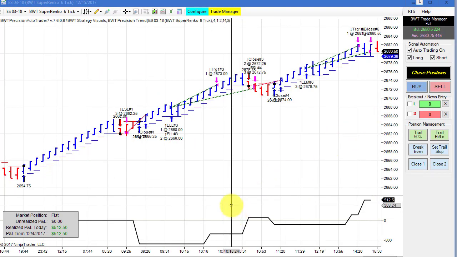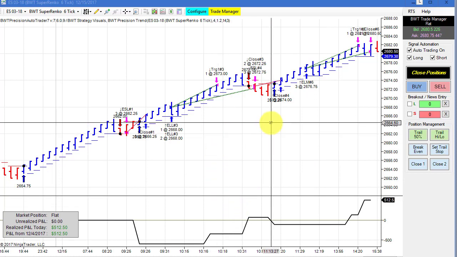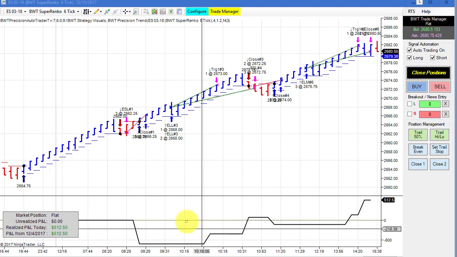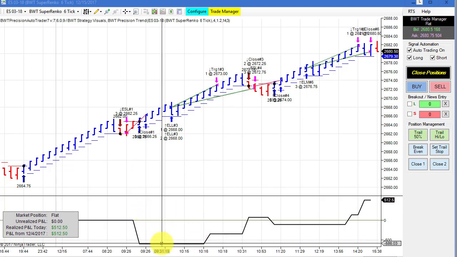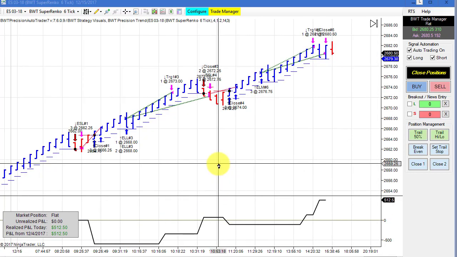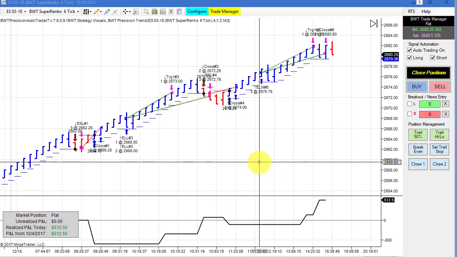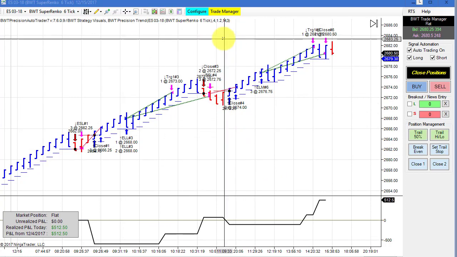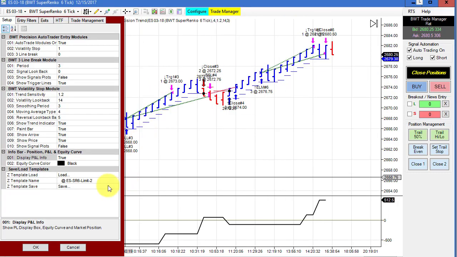Okay, the E-mini S&P on a Superenco 6 tick had 2 winners and 2 losers. Obviously the losers were smaller, but still drew down almost $600 and then recovered. So to finish at 512 is pretty good. The $1,000 swing the other way. But this has been a pretty reliable chart.